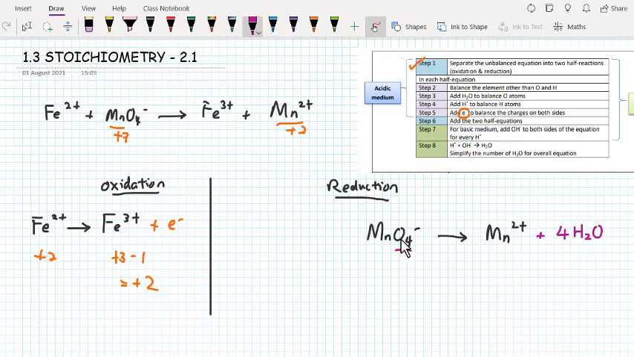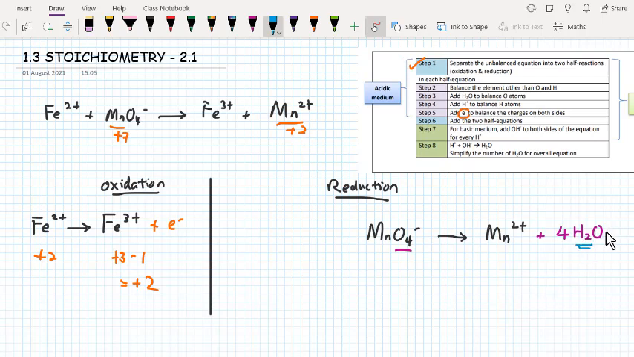Okay, so I repeat now. Manganese Mn is already balanced. Then we look at the oxygens. To balance oxygens, we need to add H2O. So 4 oxygens on the left and 4 oxygens on the right. After you have done step 3, proceed to step 4. On step 4, we need to balance hydrogen atoms. So now look at this one.